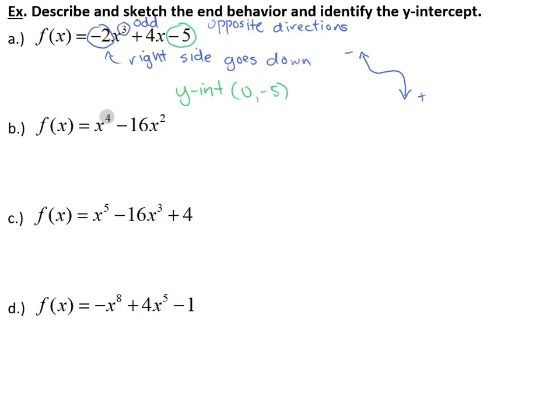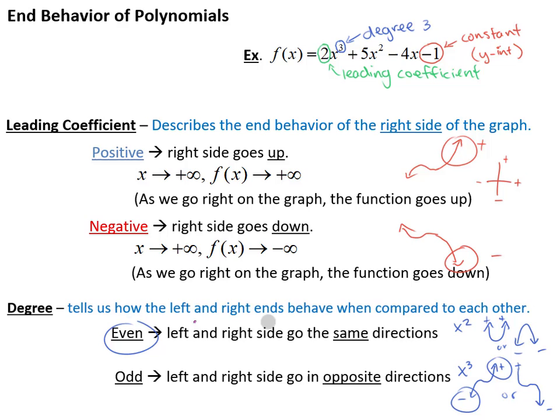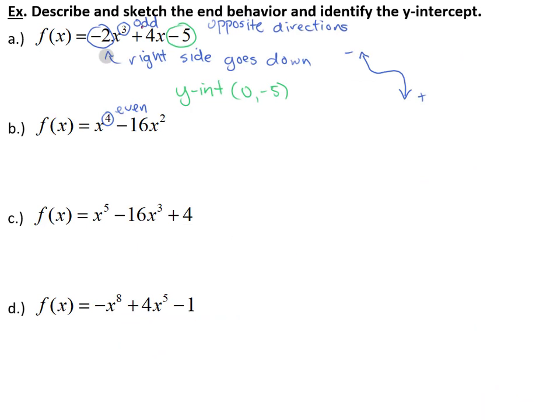B. And again, we can kind of look at the degree and leading coefficients. So here's my highest degree, which is even. Remember from the previous slide, even degrees go the same direction. So these go the same direction. They're either both going up or both going down. Okay, then we can look at our leading coefficient. In this case, we have a hidden +1. The +1 says our right side goes up because it's positive. So we're just looking at the sign there. The right side goes up.